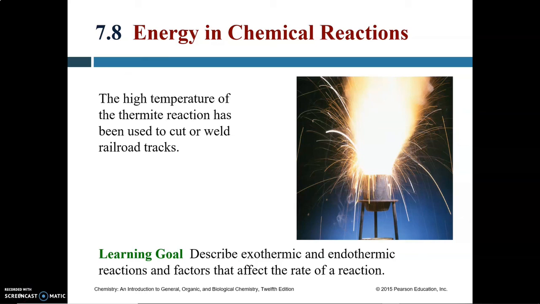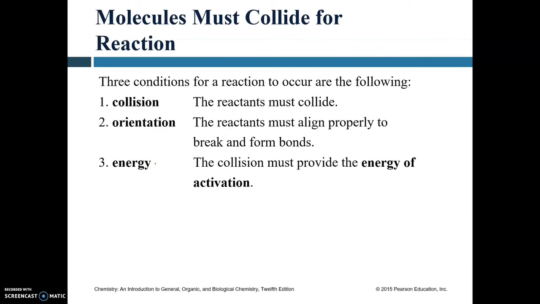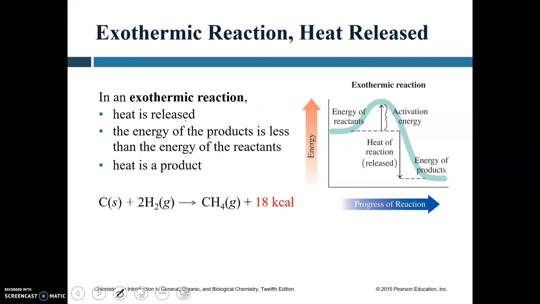Finally, let's talk about the role of energy in chemical reactions. I plan to describe exothermic and endothermic reactions and discuss the factors that affect the rate of a chemical reaction. So, for a reaction to occur, 3 conditions must be met. First, the reactants must collide. Then, reactants must align properly to break and form bonds between individual atoms, the orientation condition. And finally, the collision must provide the necessary energy of activation.